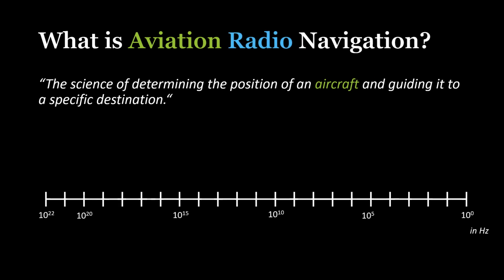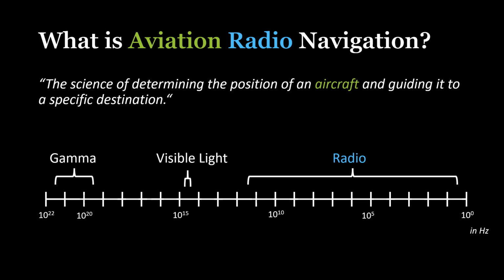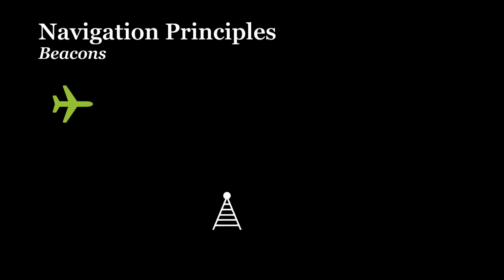A radio wave is defined as an electromagnetic wave within the broad frequency spectrum from 3 Hz to 300 GHz. In comparison, the visual light spectrum and gamma radiation are many orders of magnitude higher in frequency. Prevalent navigation aids are ground-based stations, so-called beacons, which emit these waves.